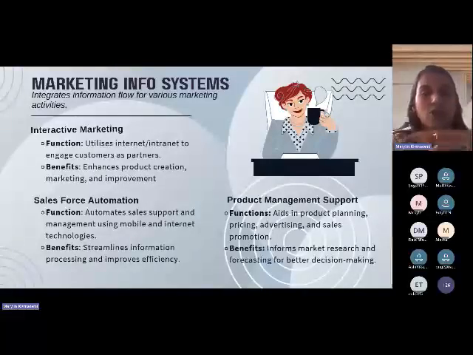If you look at the key functions of a marketing information system, you've got integrated information flows. It ensures that your marketing information system brings together data from different marketing activities. It makes it easier to access, analyze, and use for decision making.